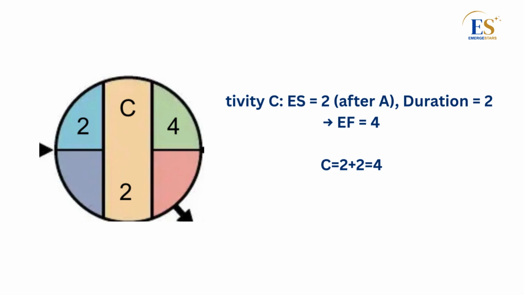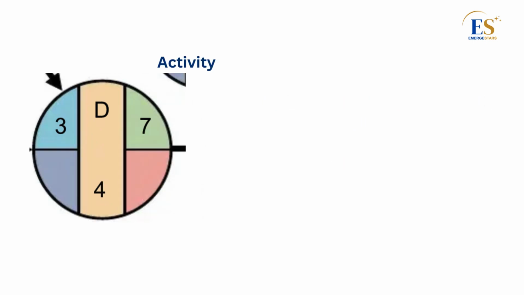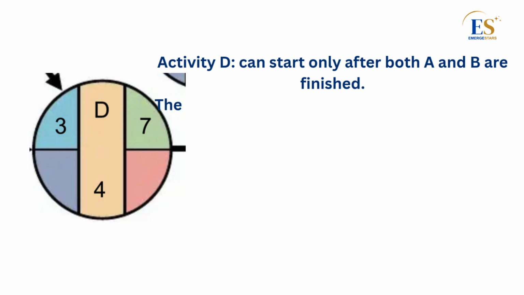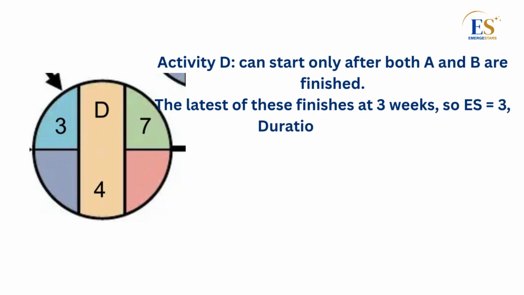Activity D depends on both A and B being completed. We take the later finish time of the two. A finishes at 2 weeks, B finishes at 3 weeks. So ES for D is 3. The duration is 4 weeks. We add 3 plus 4 equals 7. So the earliest finish for Activity D is 7 weeks.